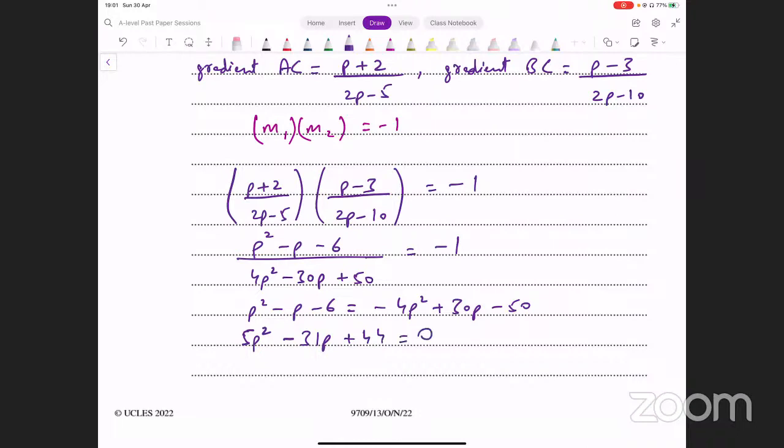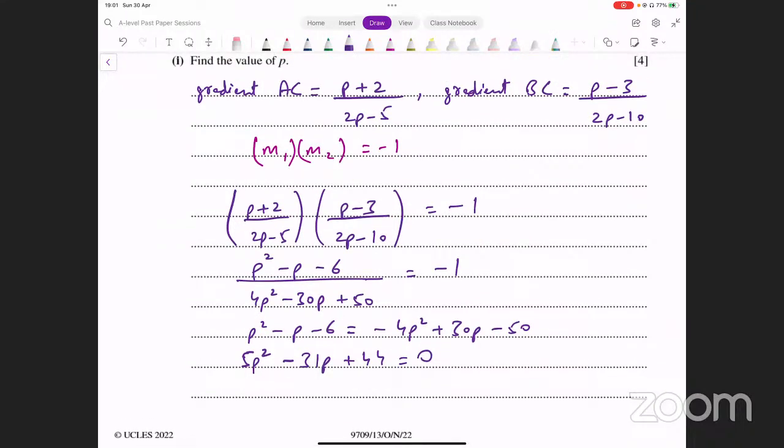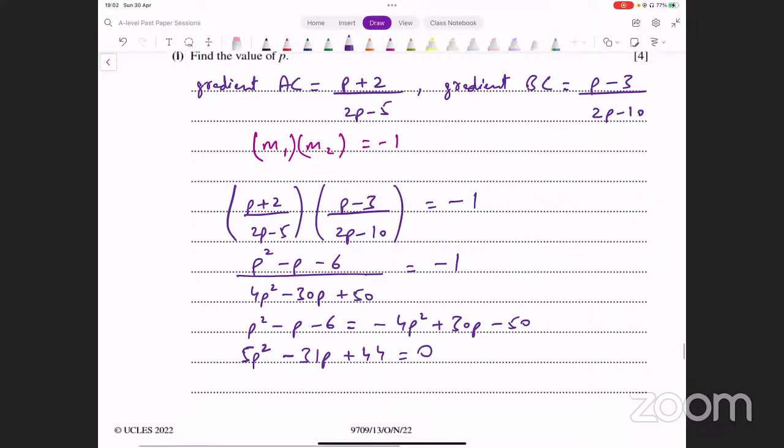This is what I'm getting from this, which is kind of weird, because it doesn't look like it's going to factorize. So just to make sure it's correct, let's check our working. यहाँ पे हमने ऊपर सब सही किया. Multiplication P plus 2 into P minus 3. P squared plus 2P minus 3P is minus P. That's fine. Minus 6. Numerator is okay. Denominator is 4P squared minus 20P and minus 10P. That's minus 30P. That's also okay. Plus 50, which is fine. On the right side, we have minus 1. इसको हमने right side में multiply किया. Minus 4P squared plus 30P minus 50. This goes to the other side. We have 5P squared. Yeah, that's okay. ठीक है, ये आ रहा है.